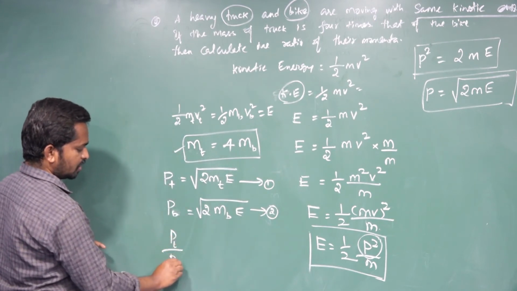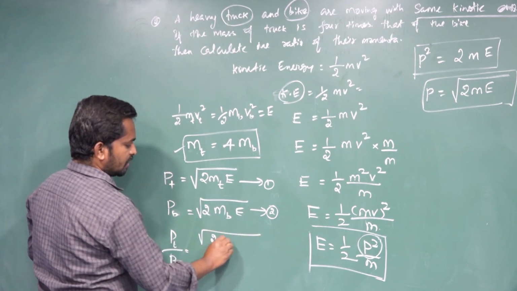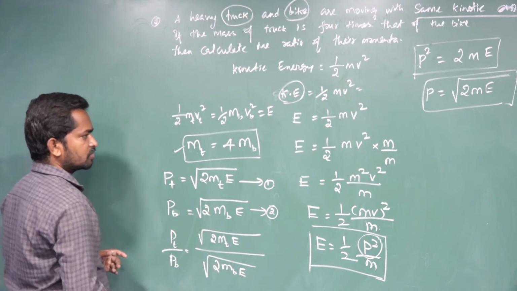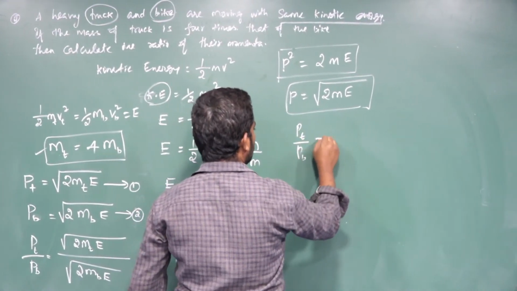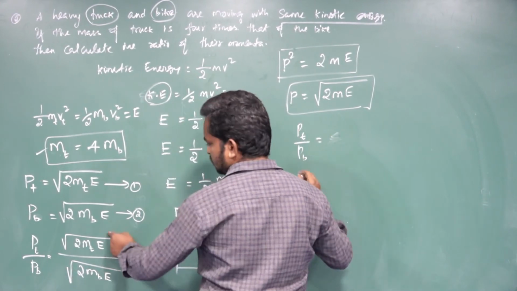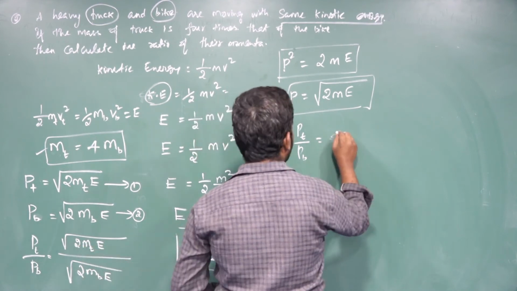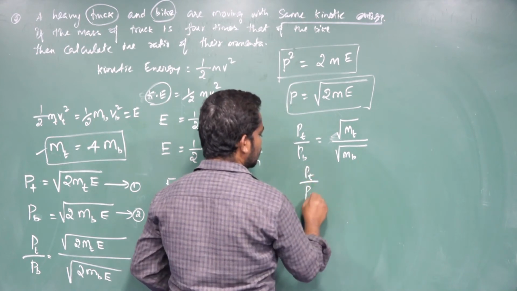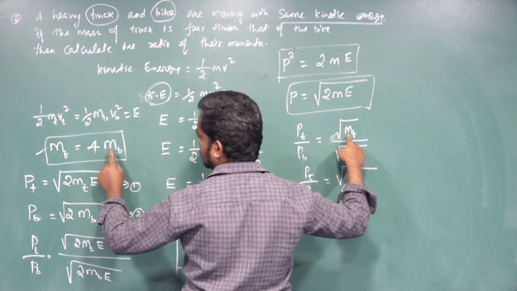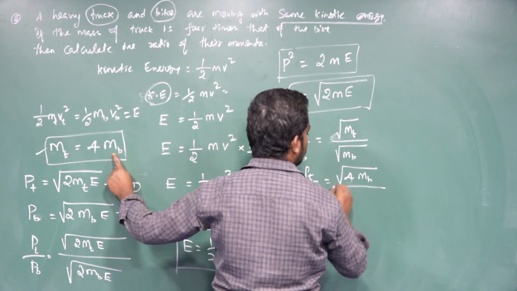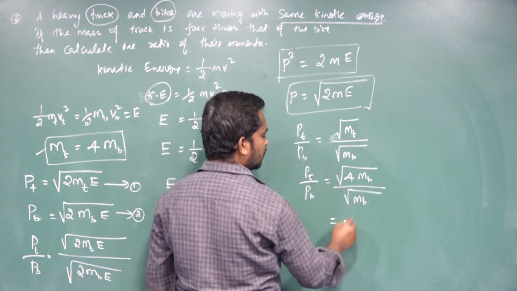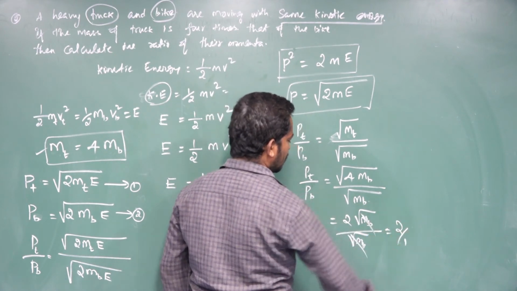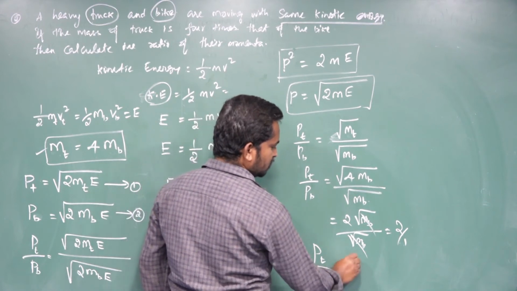So P truck divided by P bike is equal to square root of 2 M truck E divided by square root of 2 M bike E. Cancel the values. The momentum of truck divided by the momentum of bike is equal to, square root cancel, E cancel, 2 cancel, square root of M truck divided by square root of M bike. M truck is equal to 4 times M bike, so square root of 4 M bike divided by square root of M bike. Cancel the values: square root of 4 is 2, root MB divided by root MB cancels, which is equal to 2 divided by 1. So the momentum of truck and momentum of bike ratio is 2:1.